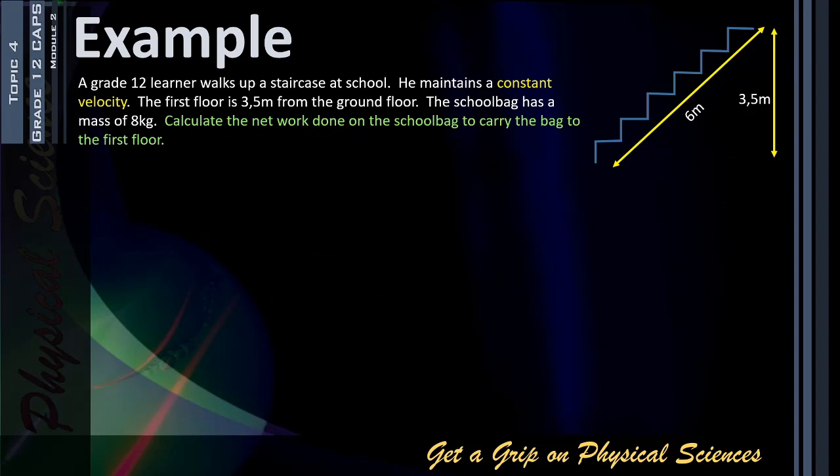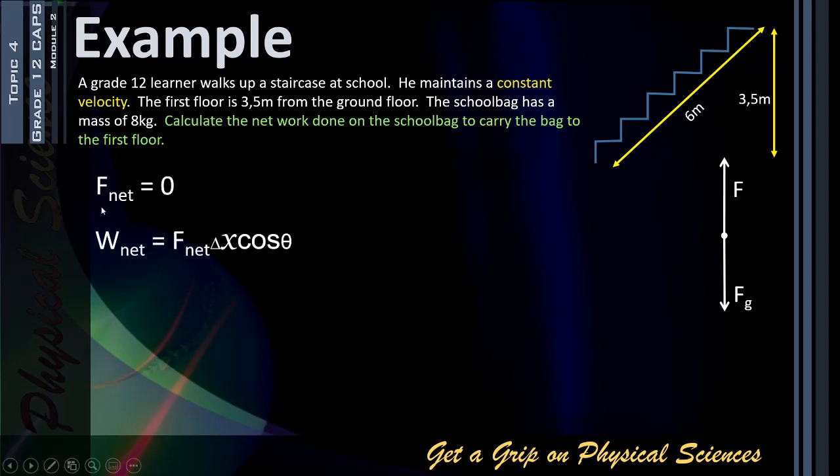Final question. Calculate the net work done on the school bag to carry the bag to the first floor. So there are two forces acting on the school bag, and we know that it's moving at a constant velocity. So for the constant velocity, we know that the net force acting on the school bag must be equal to 0. And therefore, the net work done will be equal to 0 times 3.5 times the cos of 0, and that gives us 0 joule.